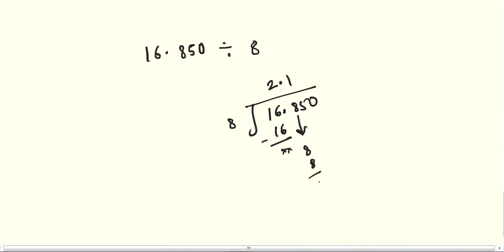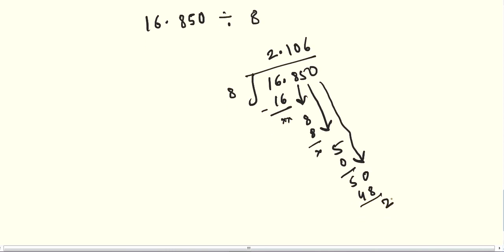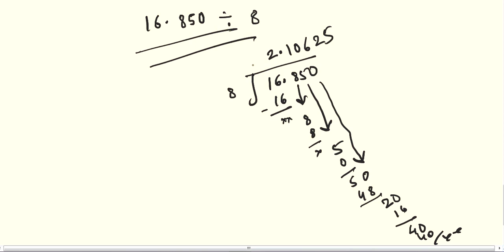So 8 1s are 8, then next bring 5 down. As you know 5 is not divisible by 8, so you have to write 0, so it will be 0. Then bring 0 down, 50, 8 6s are 48, you will get 2, then it will be 20, 8 2s are 16, 4, it will be 40, 8 5s are 40. So this is a terminating decimal and you got 2.10625.